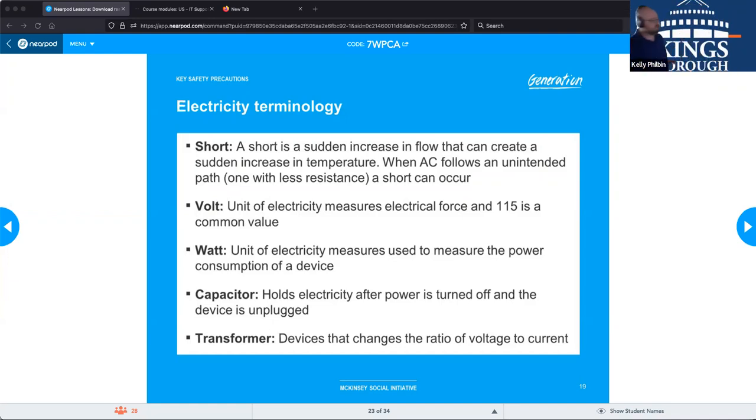We'll get into amps a little bit later. And then you have transformers, which are devices that change the ratio of the voltage to current.